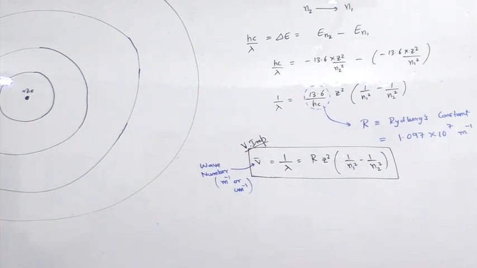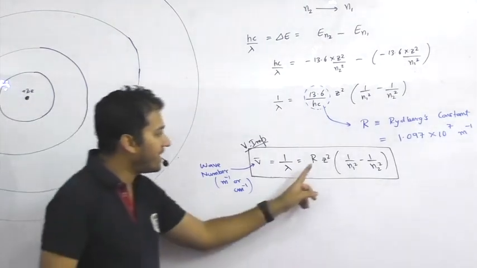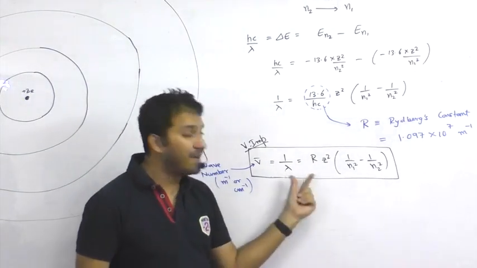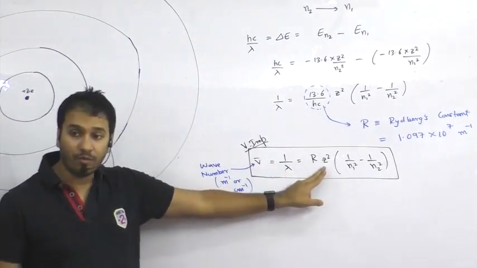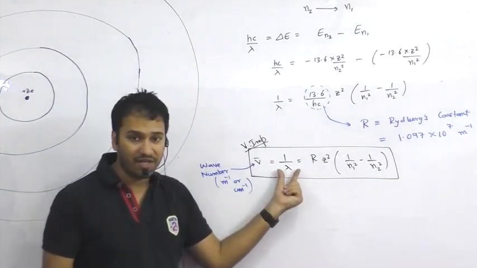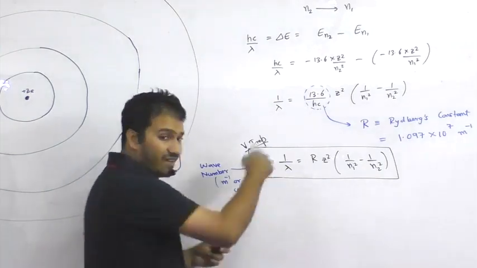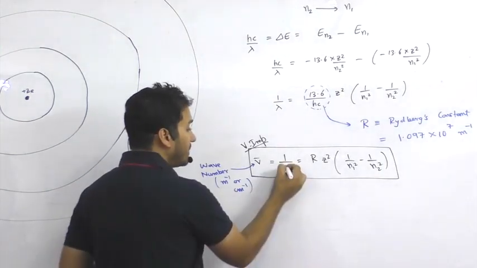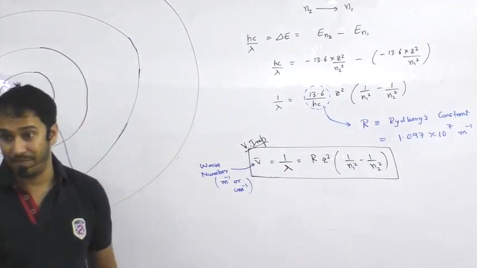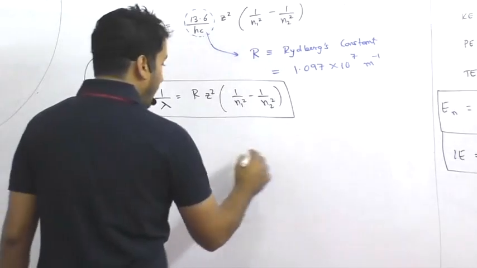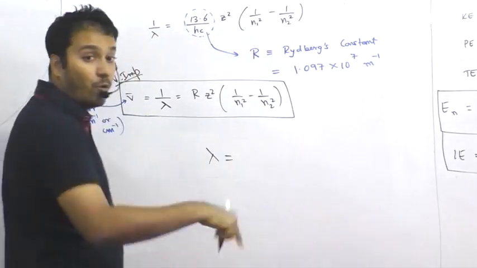Now obviously, if you put in the value of R and Z and the orbits, you will get 1 by lambda. So if the wave number is being asked, we will use this formula. But if the wavelength is being asked, you will have to take the reciprocal of whatever answer you get. That becomes a little time consuming in an exam. So what do I recommend? You can also remember the formula for lambda directly.